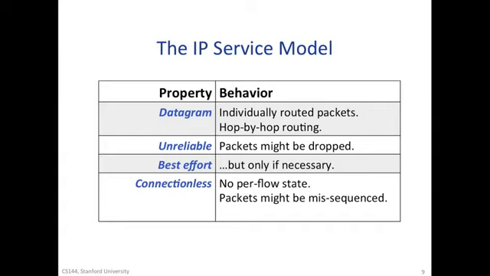So this simple model of IP made sense because the internet was created to interconnect existing networks. So it was easier to require very little of those that already existed. And it turned out to be a very powerful model, as we all know.